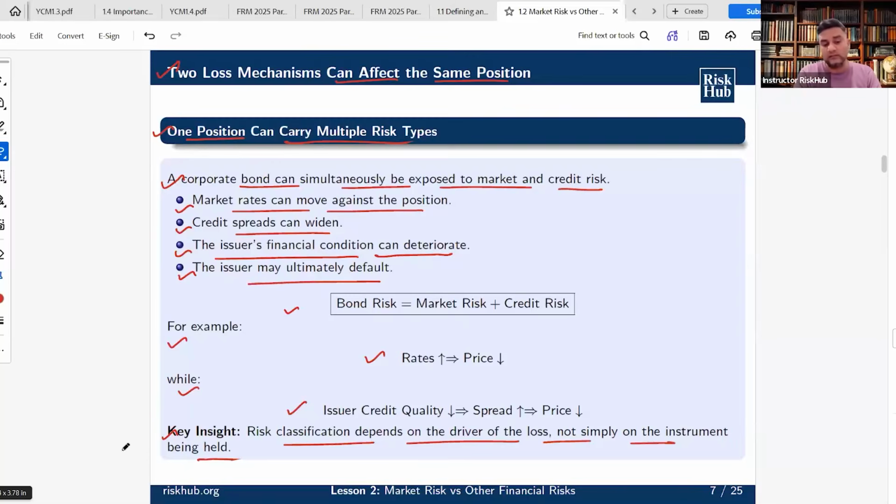Rates up implies price down. Issuer credit quality down implies spread up, which implies price down. Two different drivers reach the same outcome. Price falls in both lines. The driver decides the label. Clarification: the plus sign is a label, not arithmetic. Risks do not add because the drivers are correlated, and the list is incomplete. The corporate bond also carries liquidity risk, and if issued in another currency, that is FX risk as well.